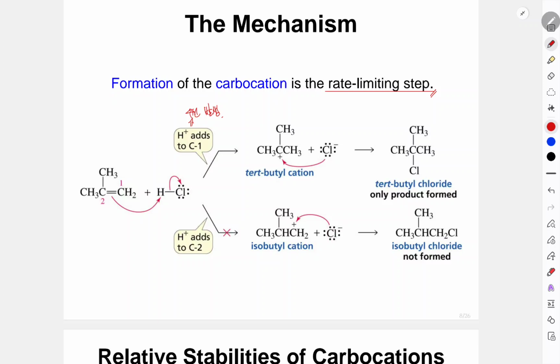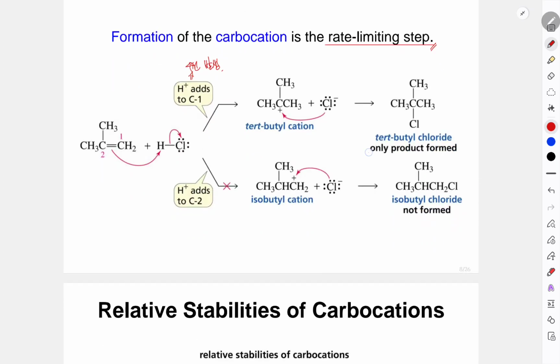If you have the tertiary carbocation, you will get this tert-butyl chloride. If the reaction goes through the secondary carbocation, then you will generate this isobutyl chloride. But if you run this reaction, you only get this product. This is the only product you are getting. So why is this the case?